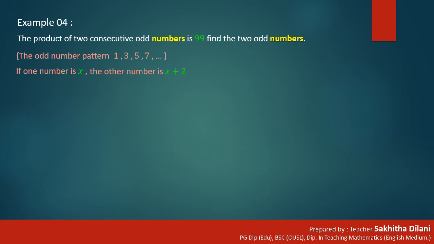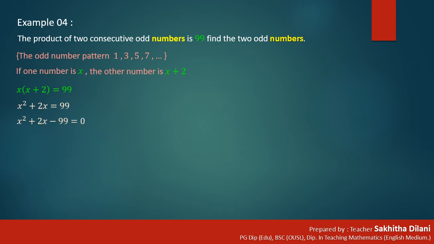x plus 2. In the problem, it is given that the product of two consecutive odd numbers is 99. Hence, the product of x and x plus 2 should be equal to 99. So you can write x into x plus 2 equals 99. The brackets are removed and 99 is taken to the left hand side to set up a quadratic equation. That is x squared plus 2x minus 99 equals 0.